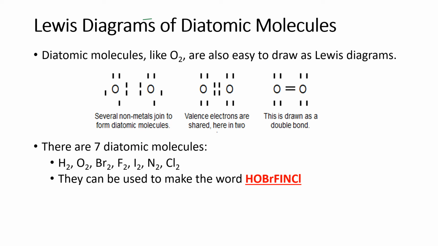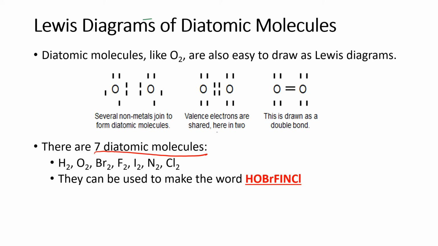Diatomic molecules, so things like O2, are also really easy to draw as Lewis diagrams, especially compared to Bohr diagrams. There's a few nonmetals that join together to form diatomic molecules, so di being 2, 2 atoms in 1 molecule, but they're the same thing. The valence electrons are shared. In the case of oxygen, there's 2 sets of valence electrons that are shared. Let me draw it as a double bond. Really important that you know this.